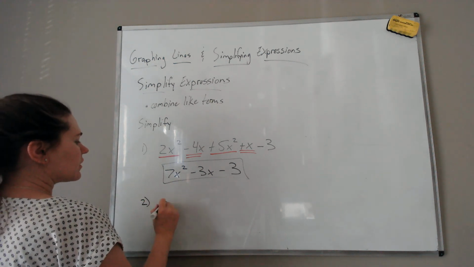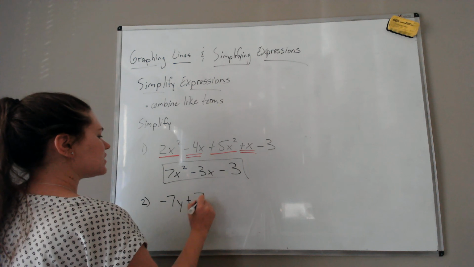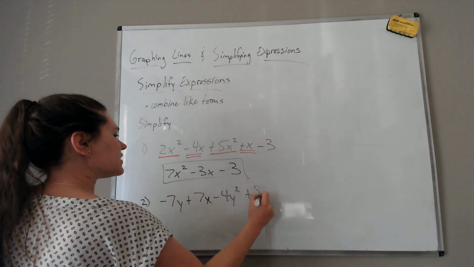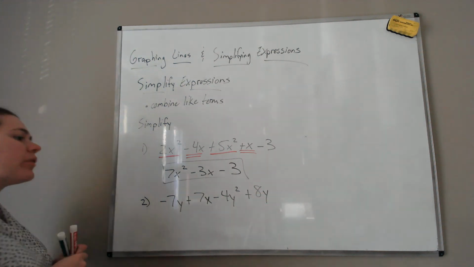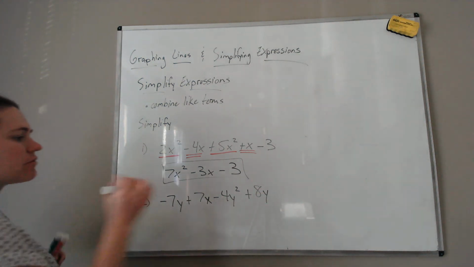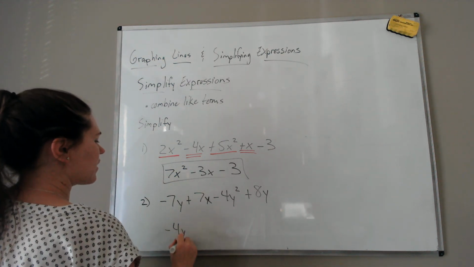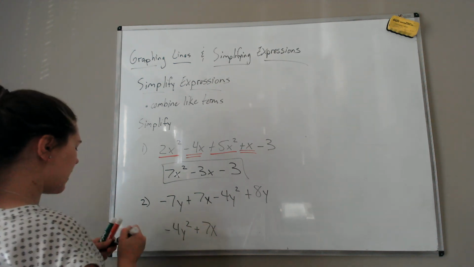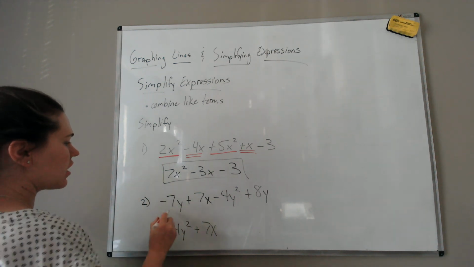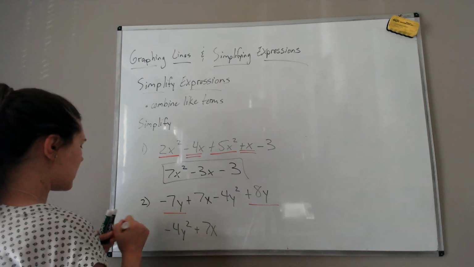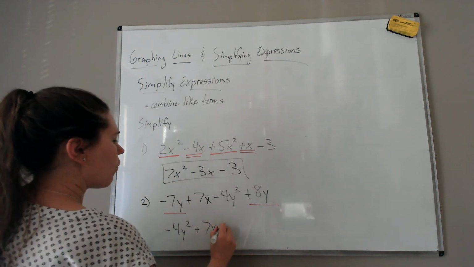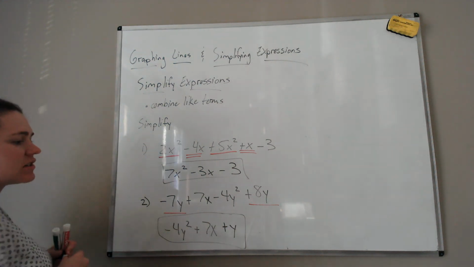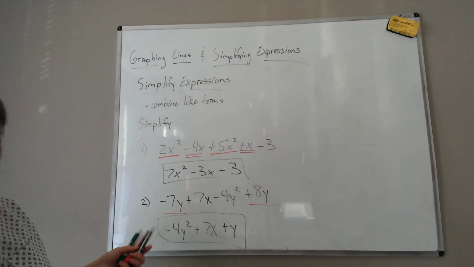Number 2, if I had negative 7y plus 7x minus 4y squared plus 8y. Okay, you can only combine like terms. So if we notice, we have no like term with negative 4y squared. We have no like term with positive 7x, but we do have one pair of like terms here. We have negative 7y and 8y, and that's going to put us at positive 1y. Okay, so remember, they have to have the same variable, and they have to be raised to the same exponent if they're going to be like terms.